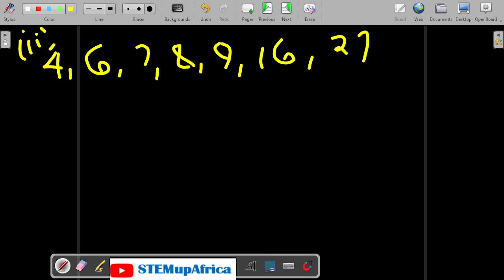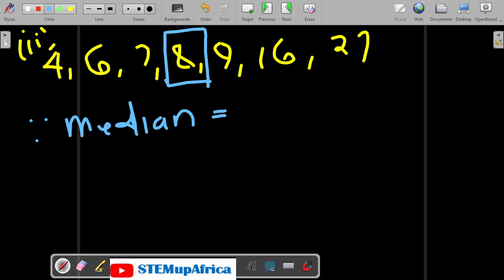So what is our median? Our median is the middle term if you arrange the numbers in ascending order. Therefore, the median is equal to 8. Our median is 8.